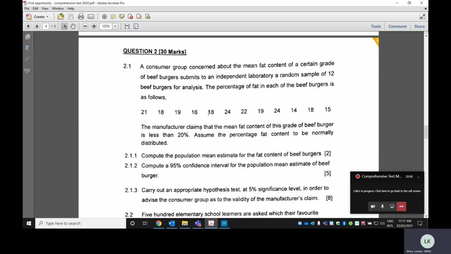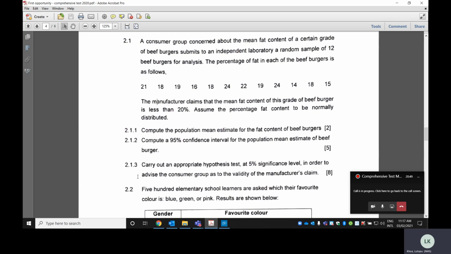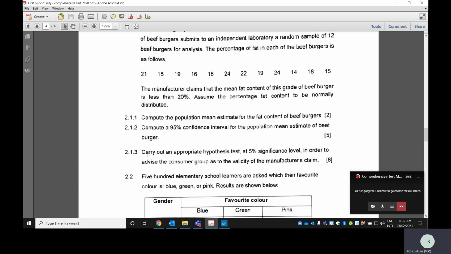The manufacturer claims that the mean fat content of this grade of beef burger is less than 20. So the manufacturer makes a claim that it's less than 20. You should take note of that. Now assume the percentage fat content to be normally distributed, and then you answer these 3 questions that follow.